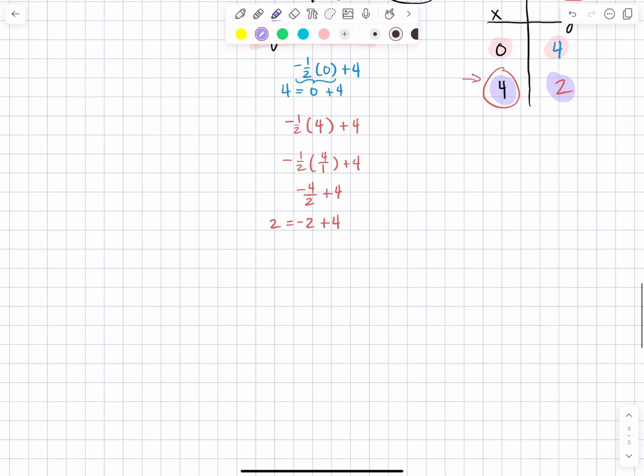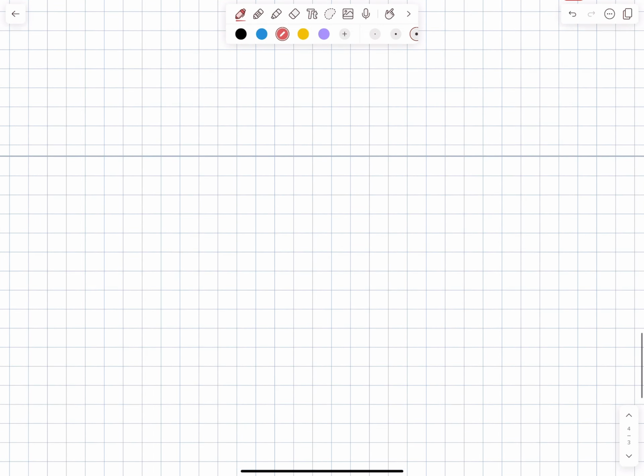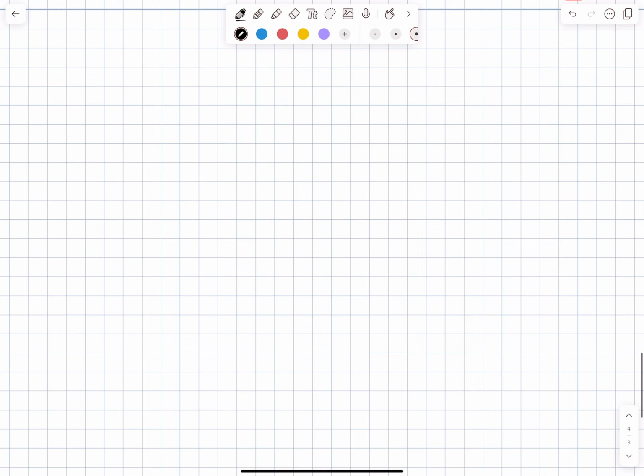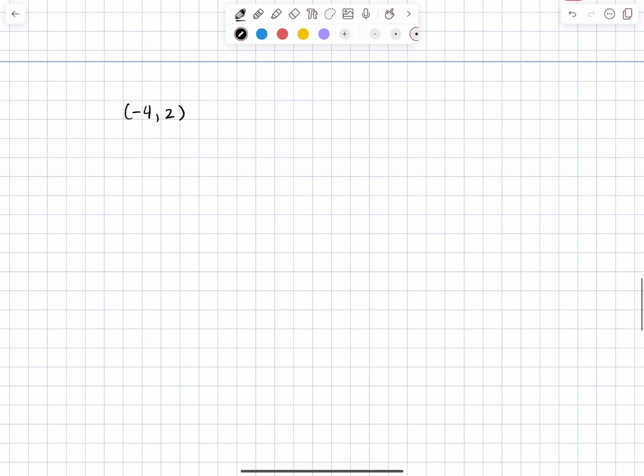So let's say we had the points negative 4, comma 2, and 1, comma negative 3. And our slope-intercept formula is y equals mx plus b. So start out by writing your slope-intercept equation. We don't care about the y and x values for right now. We're interested in finding the m, the slope, and b, which is the y-intercept.